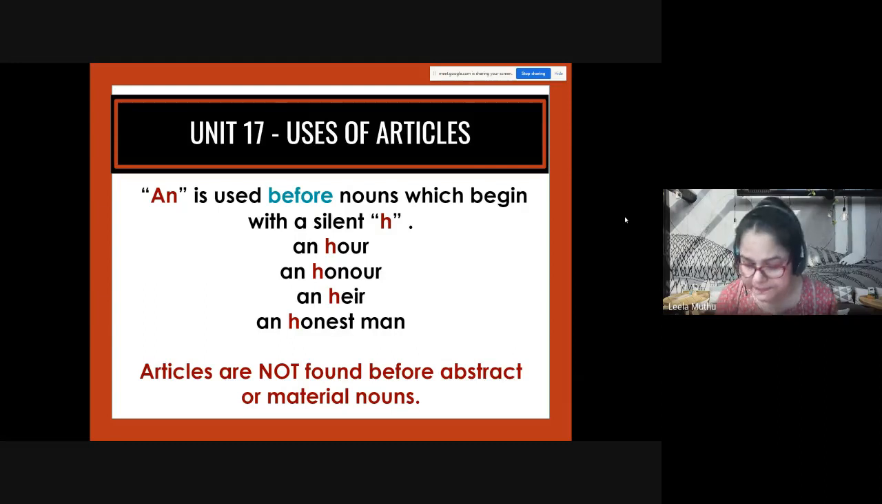For example, you cannot use it before abstract nouns also. You cannot say I'm very impressed by a honesty or an honesty. Exceptions are there, but normally you don't use a or an before abstract or material nouns.